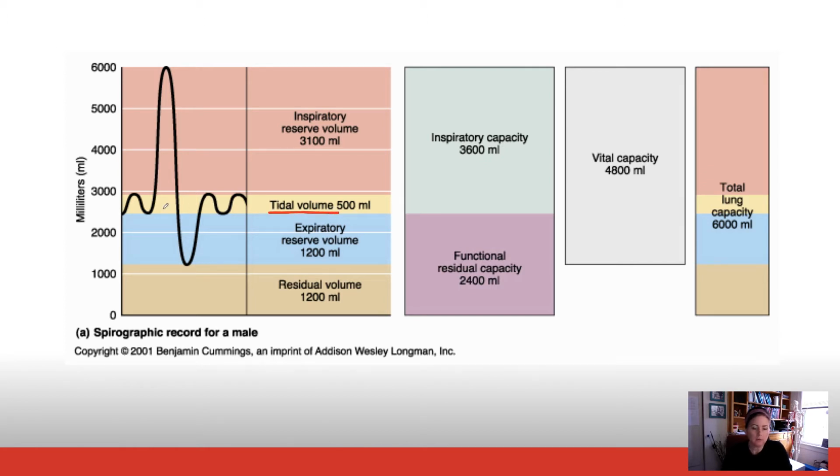And for a typical, average tidal volume, it's going to be about 500 mLs. And so what we see is as we breathe in, our volume is going to increase, and as we breathe out, it's going to decrease. And as we take breaths in and out, this is what our wave would look like here. So that's tidal volume. That's an important lung volume that you should definitely be familiar with.